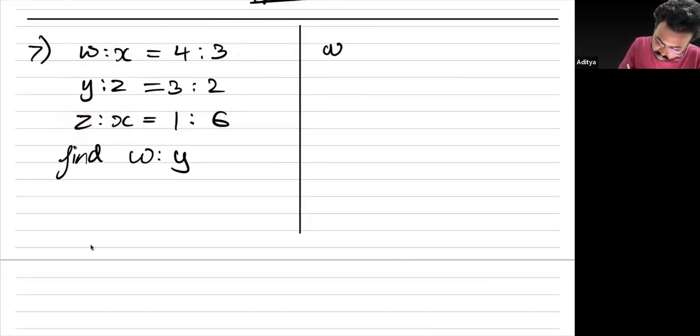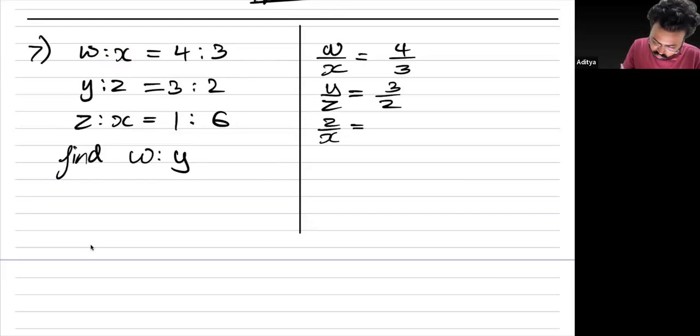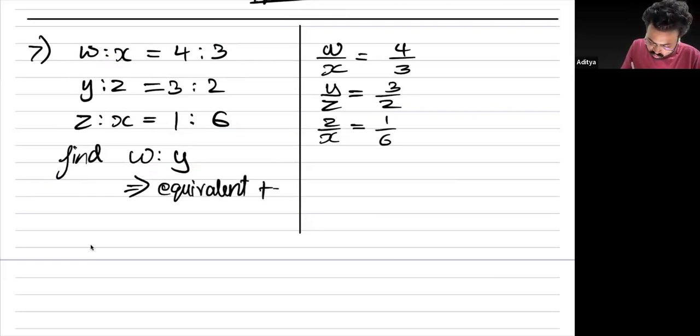So you have w upon x is equal to 4 by 3. You have y upon z is equal to 3 by 2. And you have z upon x equal to 1 by 6. So if you can see that w is to y, this is equivalent to solving for w upon y. So just figure out w upon y from here.